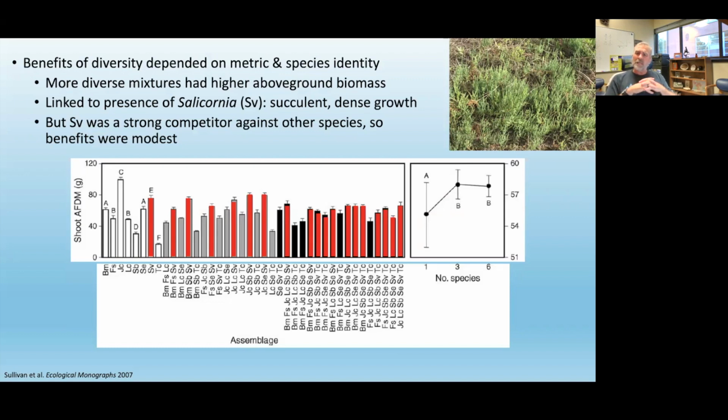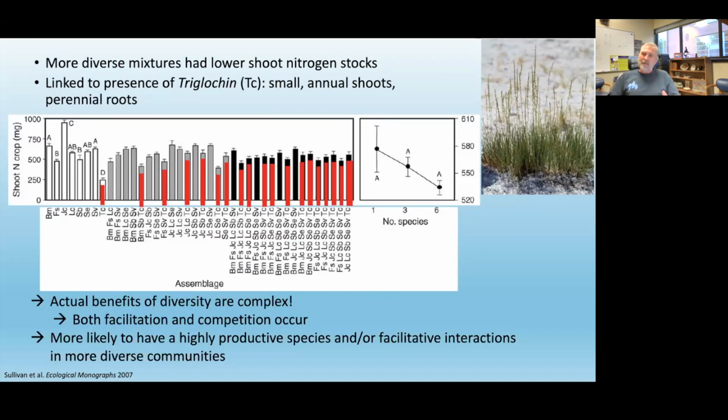There was some linkage in the plots where they had Salicornia, so this is the succulent plant. You've seen this in your field work and studied it already, but this is a very strong competitor against other species. Because it's so competitive, even in these salt and anoxic environments that have so few species, where you have Salicornia, it can displace other things. So the overall gains in biomass they saw, because it is a relatively small plant, were relatively modest compared to what the expectation might have been. However, there were some benefits there as well.